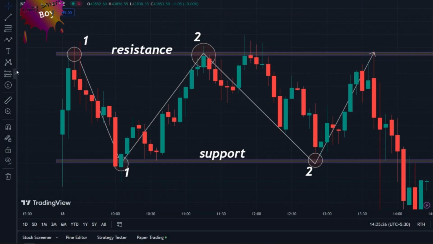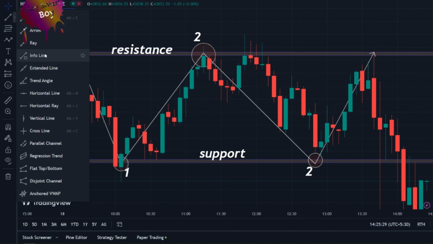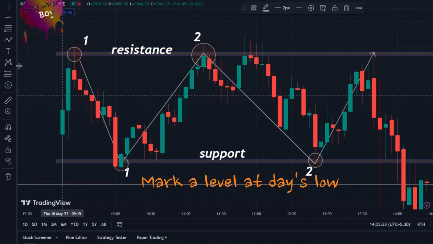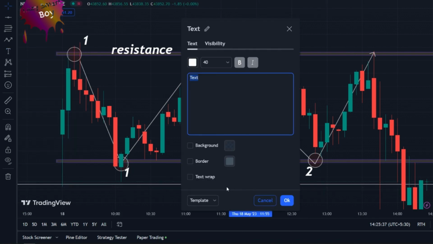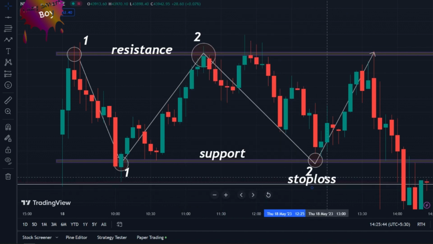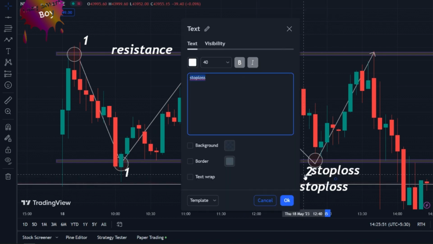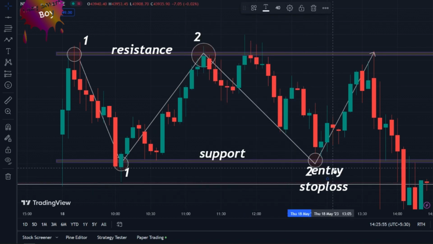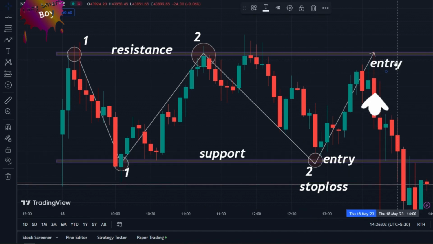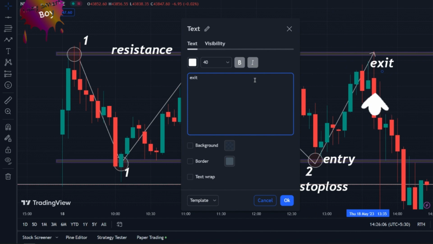If you are taking a long position, mark a level at the day's low. Use that level for stop loss. When the market comes from the resistance level to the support level, if the price rejects to break down at the support level, then only take the entry at this level. Your target will be the resistance level.